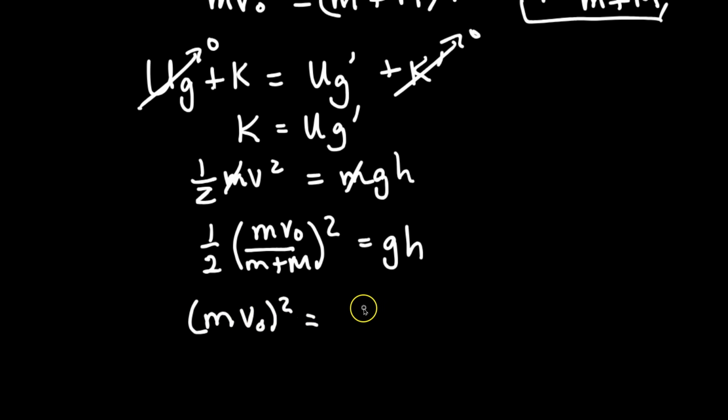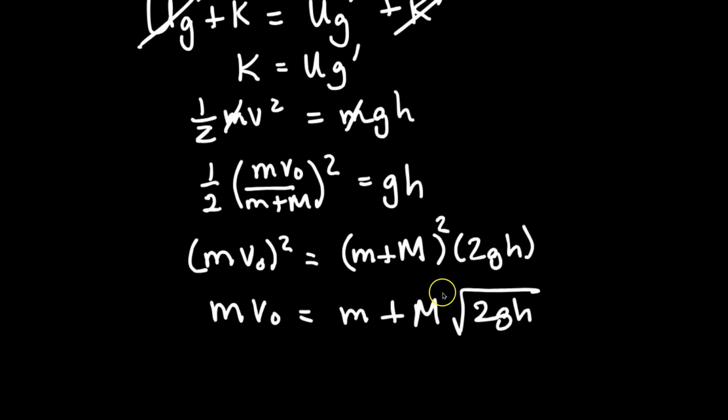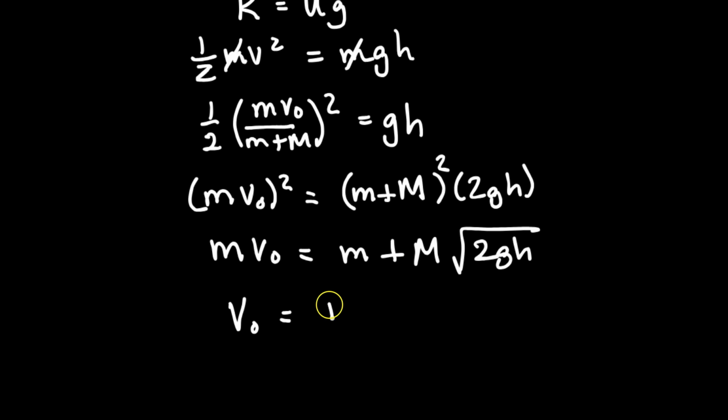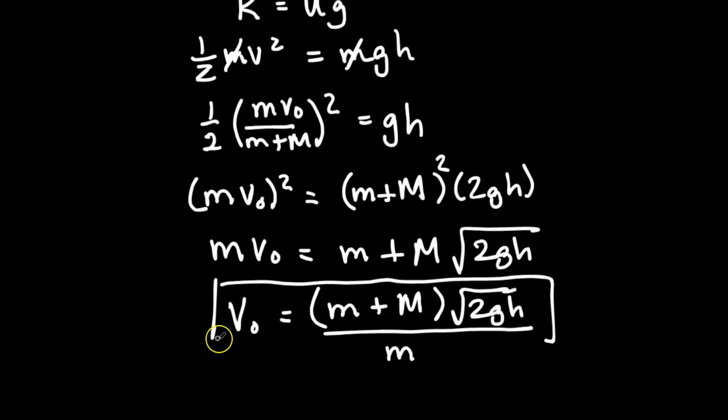First we're going to multiply 2 on both sides and also multiply the quantity m plus big M squared. Next, we're going to square root both sides. So we get mv0 equals m plus big M square root 2gh. And then we'll divide m on both sides, and that leaves us with v0 is equal to m plus big M times square root 2gh divided by m.